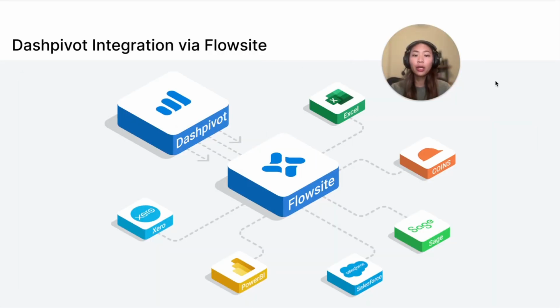Dashpivot can also be used for many other use cases, and data can be synced to external tools such as Excel, Power BI, Xero, and more, using our integration product called Flowsite. With this, you can seamlessly transfer your JHA or any data from Dashpivot to your preferred data analytics or other tools to further streamline the process.